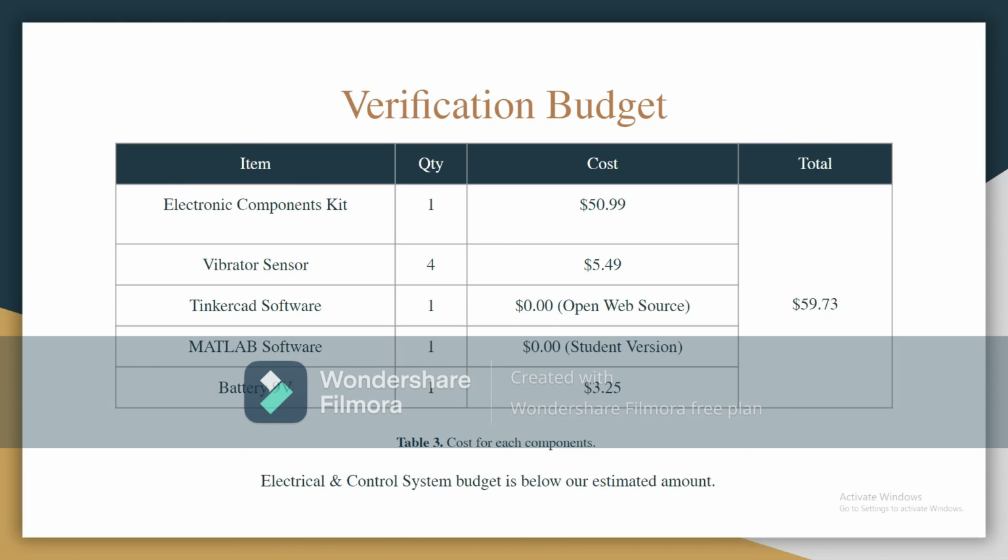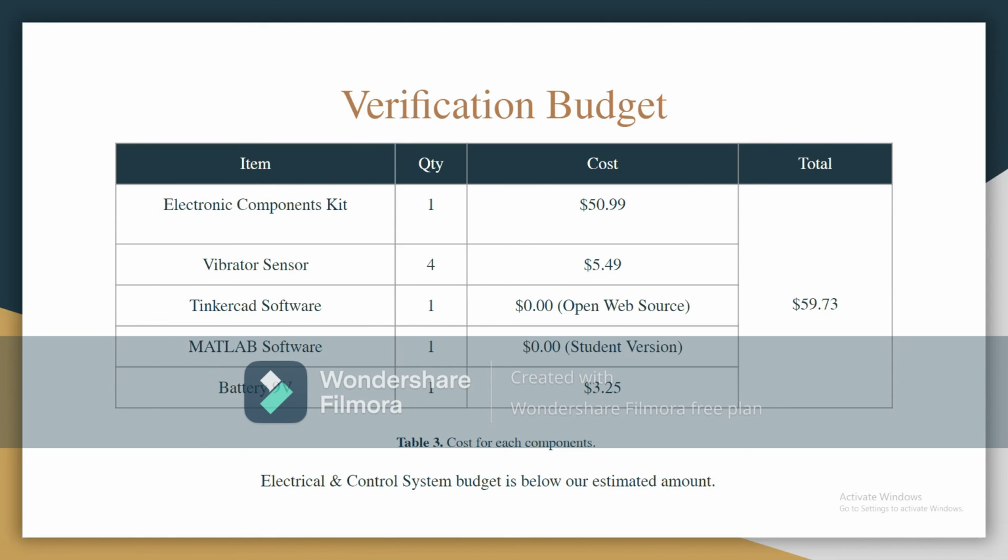We used the Tinkercad software, which is open source, so it was free. And for MATLAB and for the ANSI diagrams, we used the student version of MATLAB, which was completely free. And finally, we need to add a battery, a 9-volt battery, which has a cost of around 3.25 for a total of $59.73. And as we stated, I think it was in phase A, we are below our estimated budget for the electrical and control system.